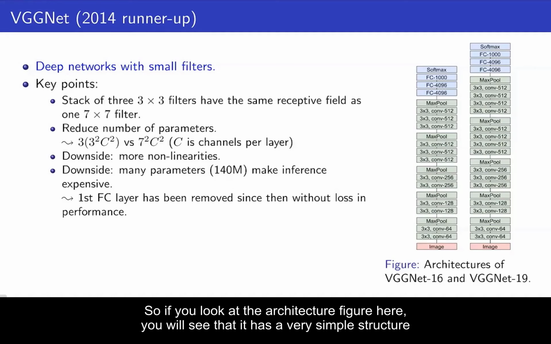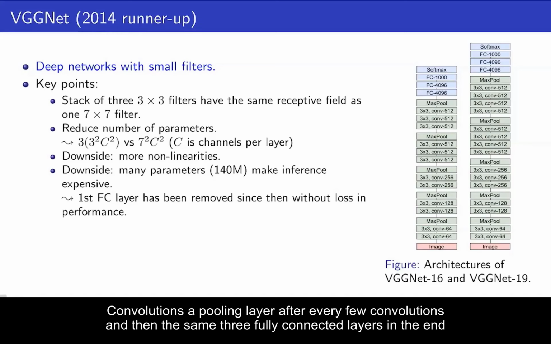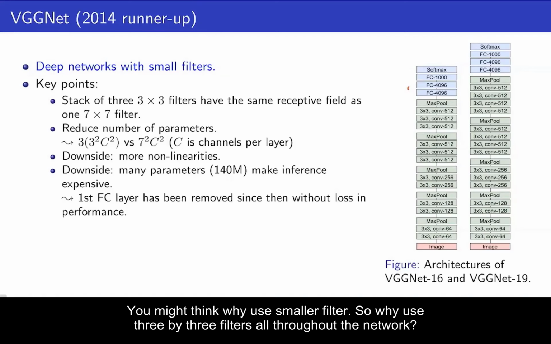If you look at the architecture figure here, you will see that it has a very simple structure. It has these 3x3 convolutions, a pooling layer after every few convolutions, and then the same 3 fully connected layers in the end. You might think, why use smaller filters? Why use 3x3 filters all throughout the network?